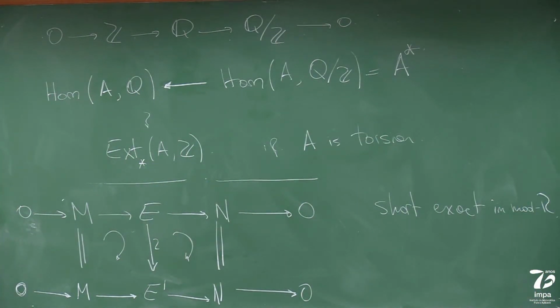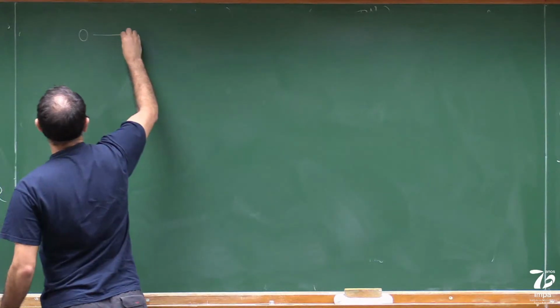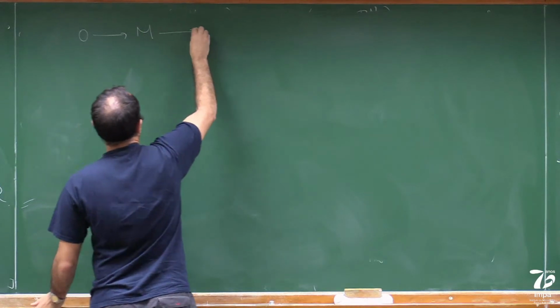Okay. Given M and N, you always have one extension. So you can always take the trivial extension.